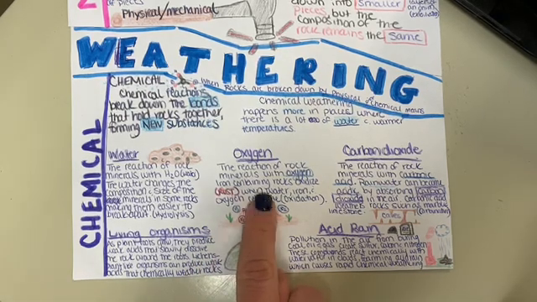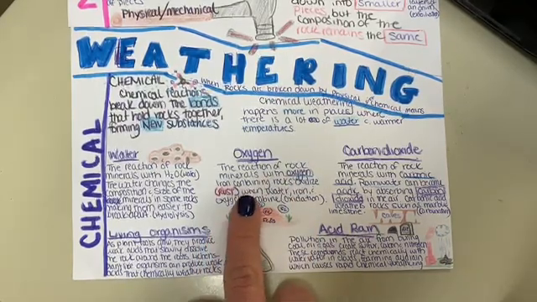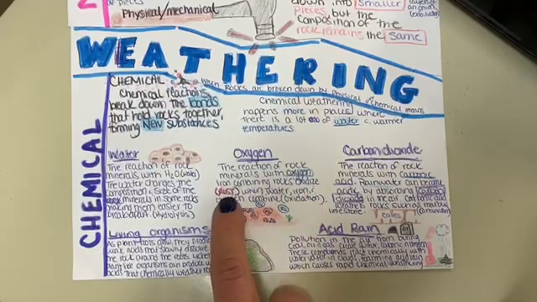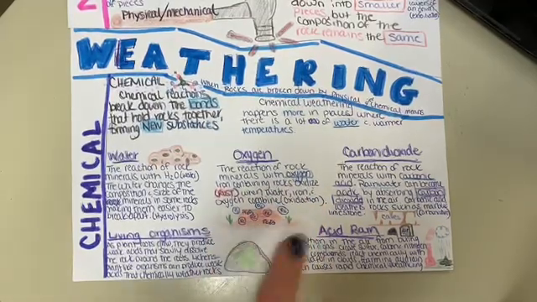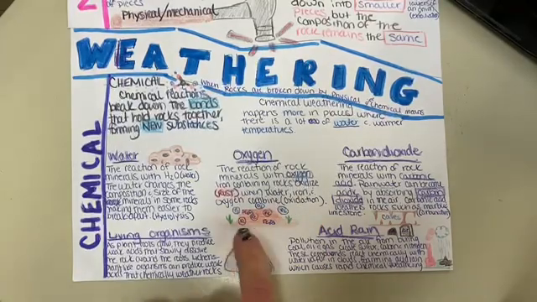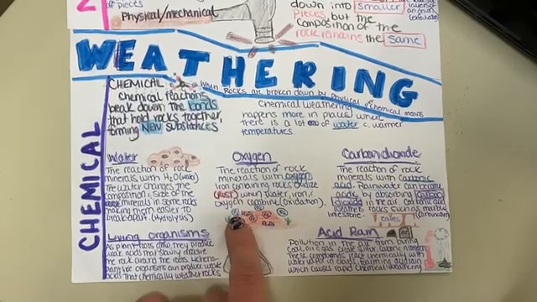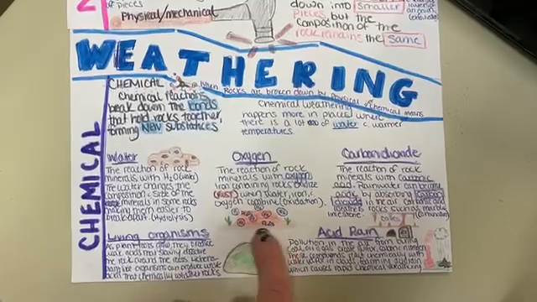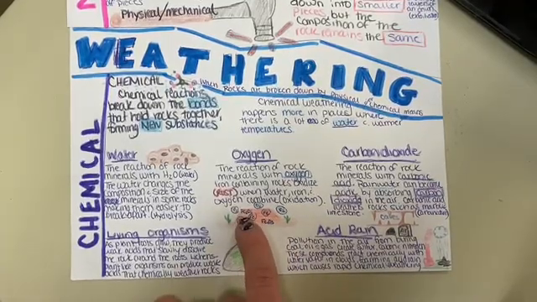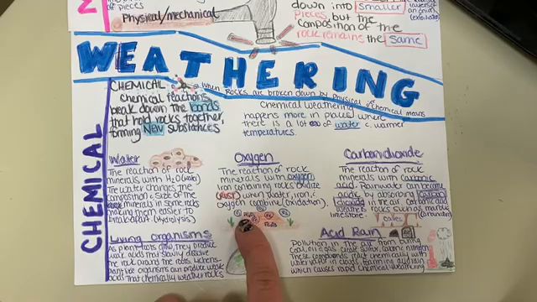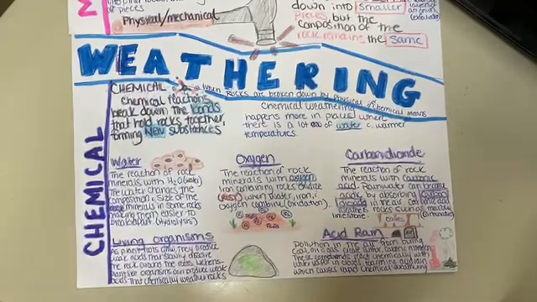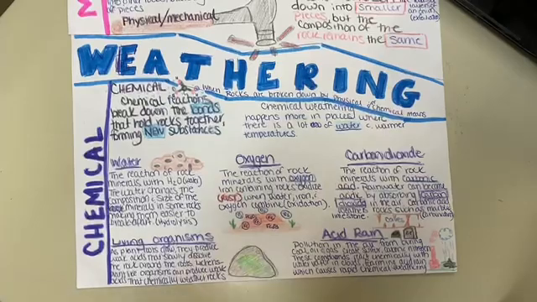So oxygen is our next one, and it says the reaction of rock minerals with oxygen: iron-containing rocks oxidize or rust when water, iron, and oxygen combine. So this is called oxidation. I've added in some O2 symbols, which is the chemical formula for oxygen. I added in Fe, which stands for iron. That's the iron's chemical formula. And with these two combining, it is Fe2O3, and that is what we commonly call rust, or iron oxide.